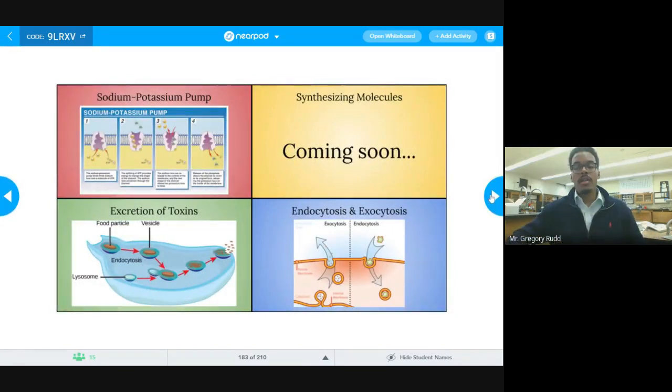We did in this class talk about these four examples of active transport: sodium potassium pump, synthesizing molecules, endocytosis and exocytosis, and excretion of toxins. These are all active transport processes. You don't really need to know what's happening in each of them, but just that, again, when we see this word pump, as in sodium potassium pump, we should be thinking about using energy. When we think about taking in really large things via endocytosis, or getting rid of large things via exocytosis or excretion, because they're so big, it typically requires energy to do that. Same thing with synthesizing molecules. We'll talk more about that in Unit 5.